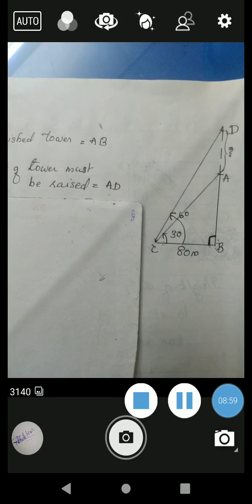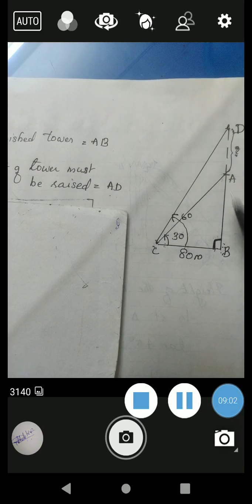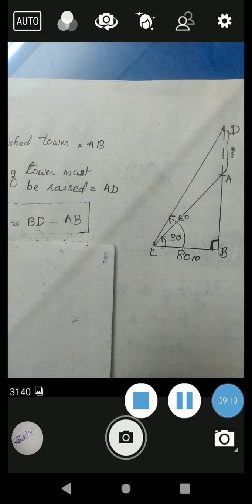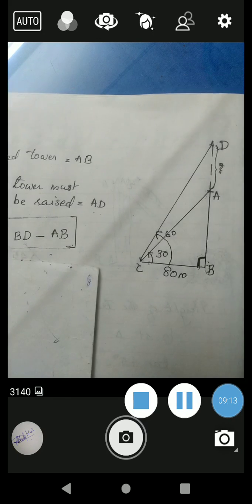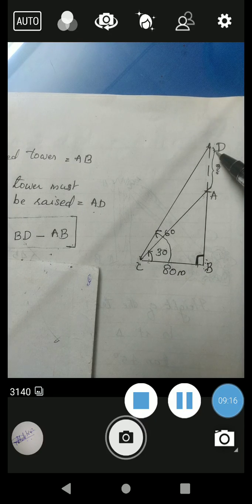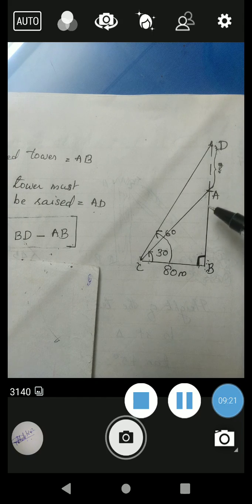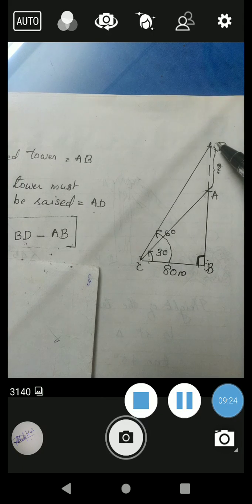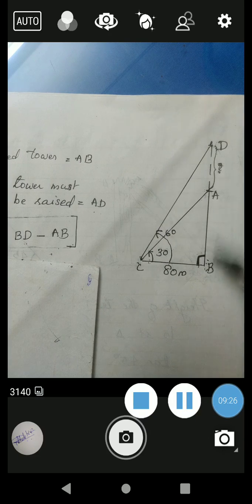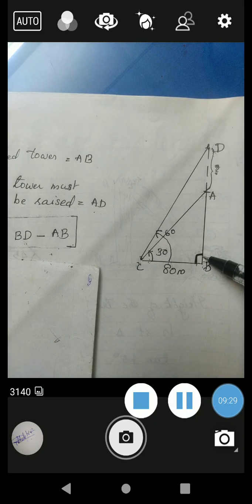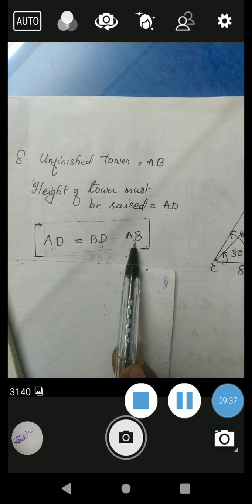Okay. Here, actually, unfinished tower is AB and height of the tower must be raised is AD. Now, we want to find this height only. How much higher must the tower be raised? So, this much. That is AD. If you can find BD and AB, then what is the relation between AD and these two? AD is equal to, you can write AD is equal to BD minus AB.